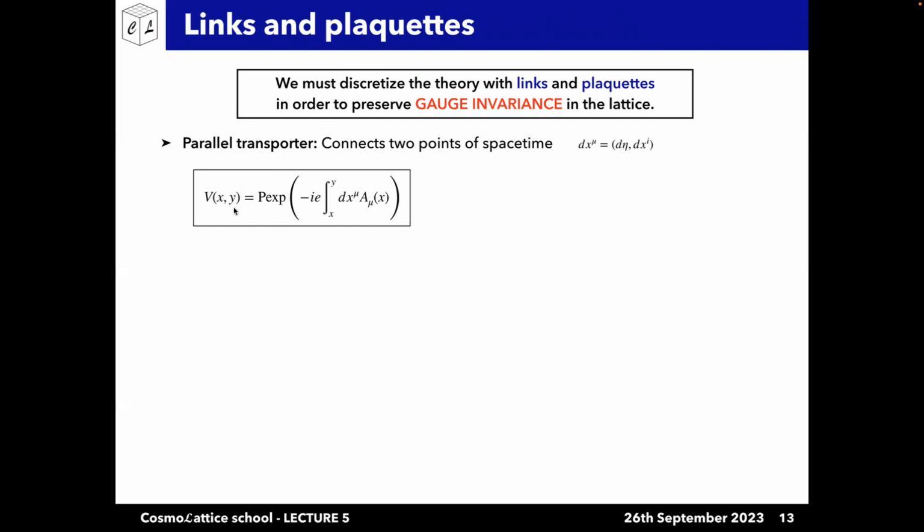So we define the parallel transporter as the exponential of minus iE times the integral, between two space-time points x and y, of the gauge field. Here I have included the P, which means path order. For abelian gauge fields, it does nothing. It's only relevant for non-abelian gauge fields, as I guess Adrian will show you tomorrow. So you can ignore this P and just consider this parallel transporter to be the exponential of this integral.